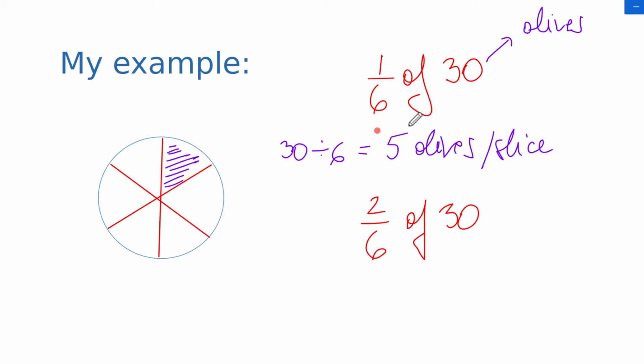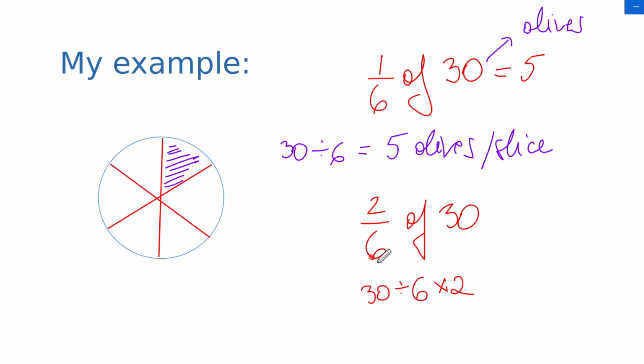Okay, now building on top of what we've just done, we know that there's 5 olives on one slice, so basically you calculated 1/6. So 1/6 of 30 is 5, and now 2/6 of 30 should be double the amount. So if you have to start over, you would do 30 divided by 6 and then times by 2.